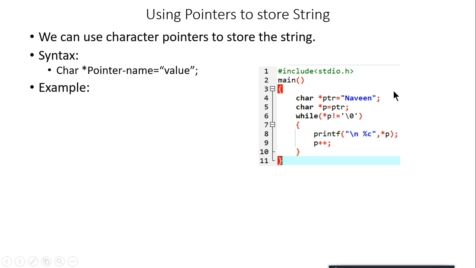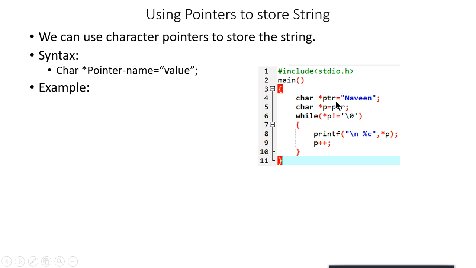I have written this program here. Okay, so I'll say char star ptr equals to Naveen. So this Naveen content will be stored in ptr, and there is no size specified in the ptr, so automatically it will take 6 bytes of memory space plus 1 for null value. Okay, 7 characters will be stored in the ptr.